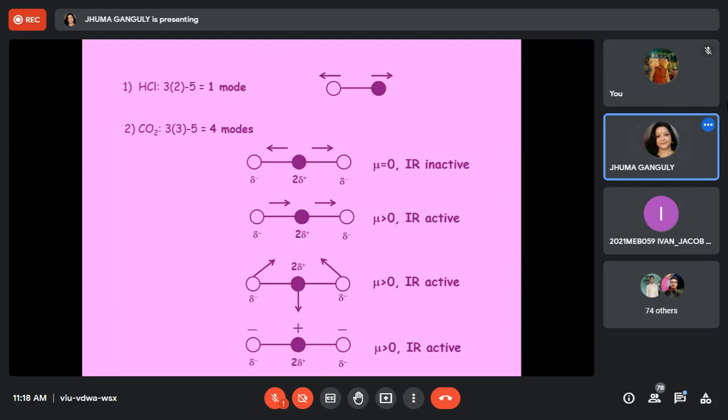So this position is the last, this twisting. These do not vibrate at all actually; they vibrate in their own position. Okay.